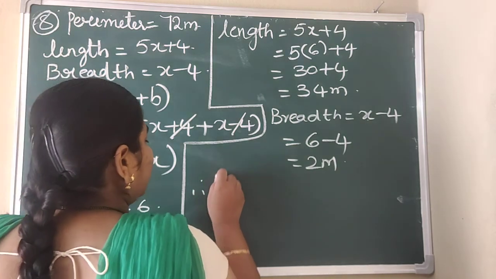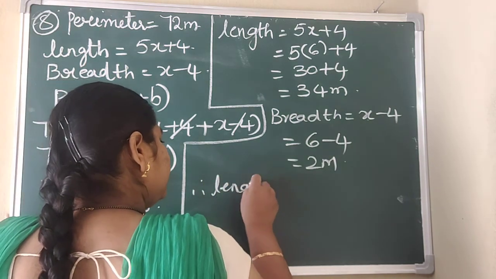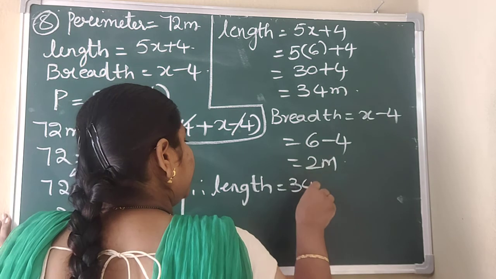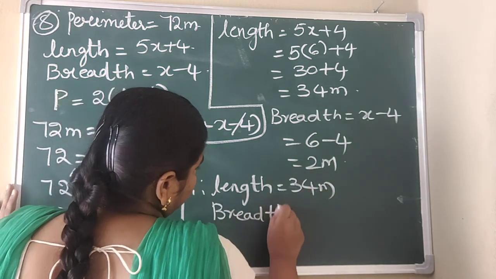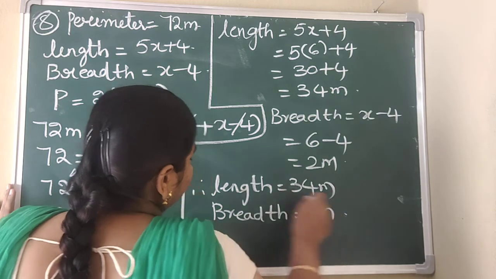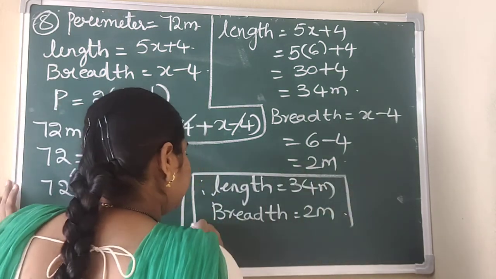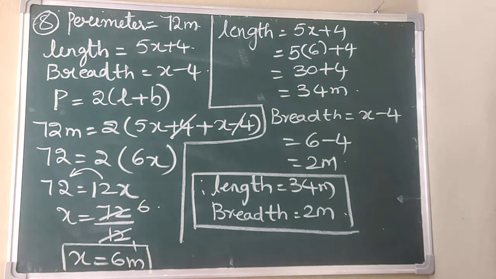So therefore the length is equals to 34 meters. Breadth is equals to 2 meters. So this is our 8th solution.